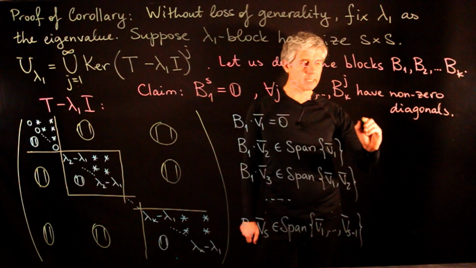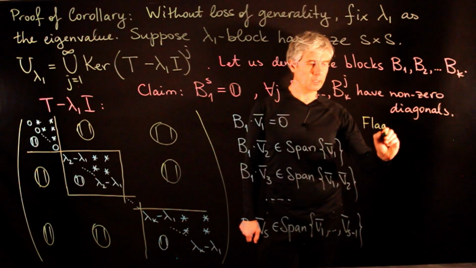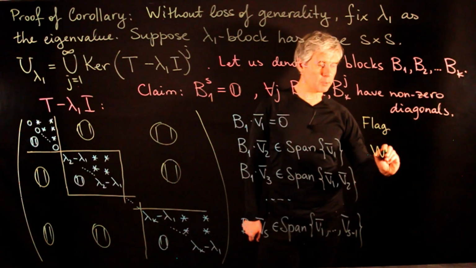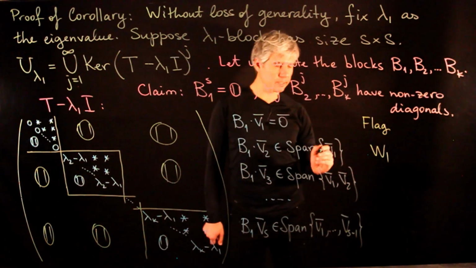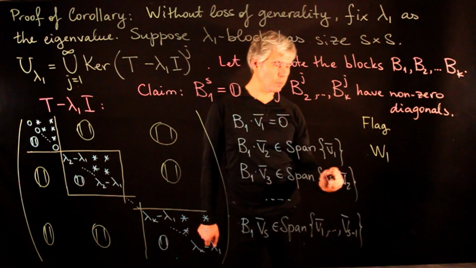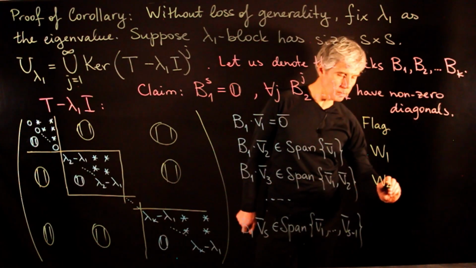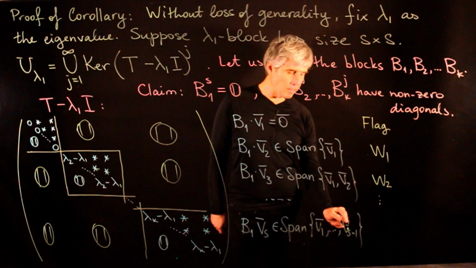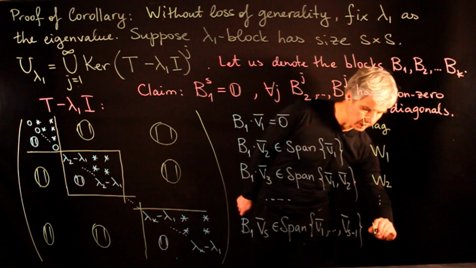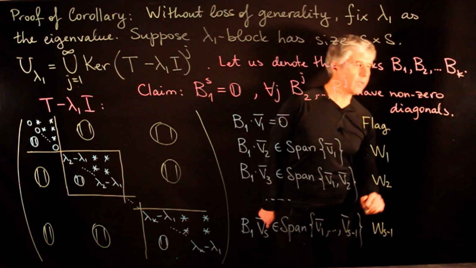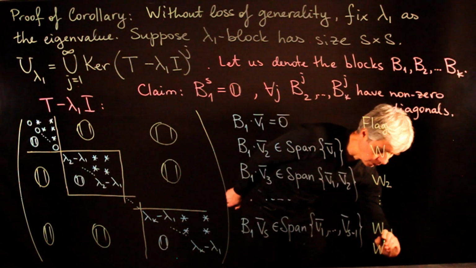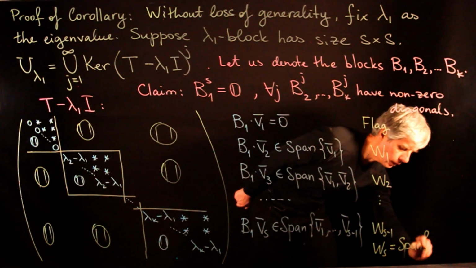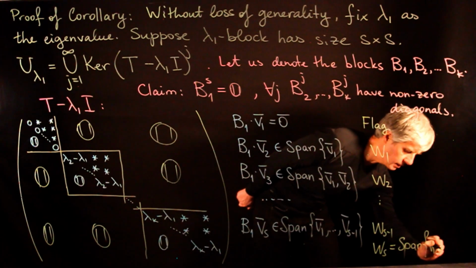Now let us construct a flag here. Let's call the span of v1, a one-dimensional subspace, w1. Then the span of v1 and v2, let's call it w2, and so on. Then the span of the first s minus 1 vectors we'll call ws minus 1. And finally, let's call ws the span of the first s basis vectors.